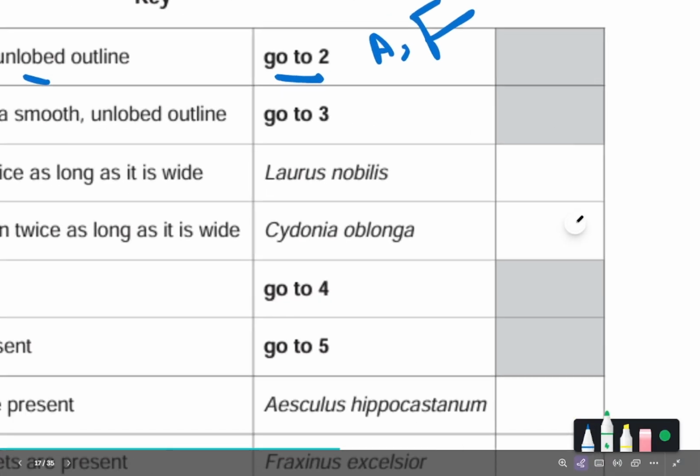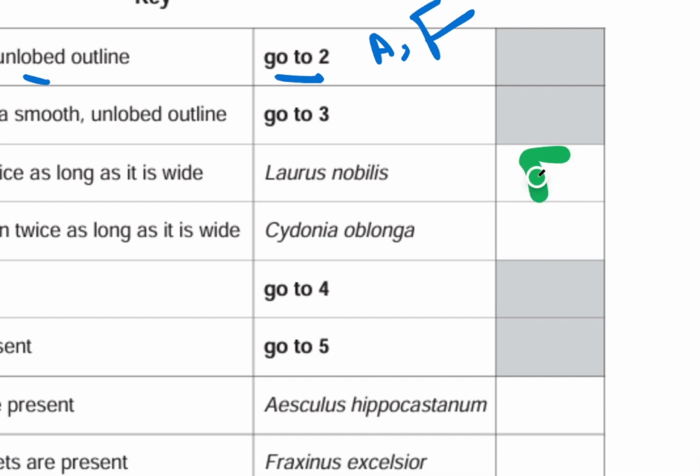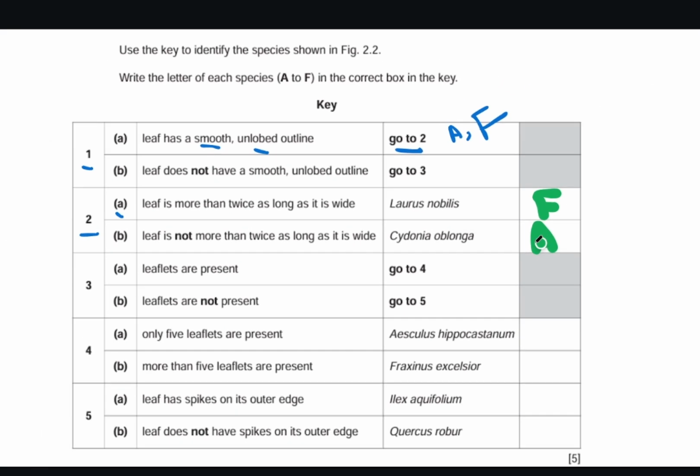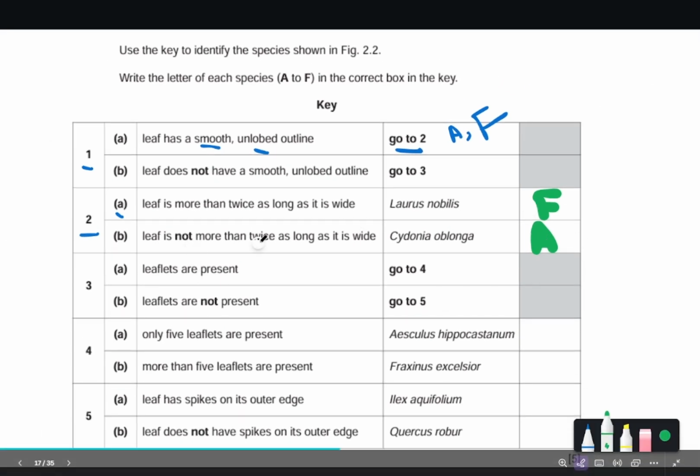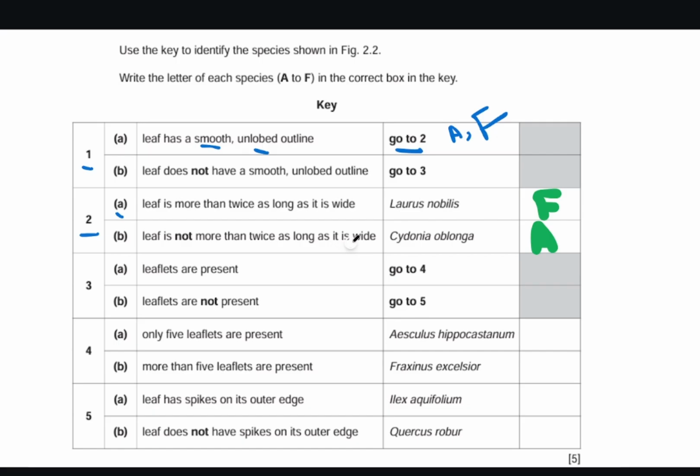So I have identified that this is going to be F, and so the other one is going to be A. Why? Because the leaf is not more than twice as long as it is wide. So it is going to be this plant species over here, and the other one is going to be this one. I hope it is clear.